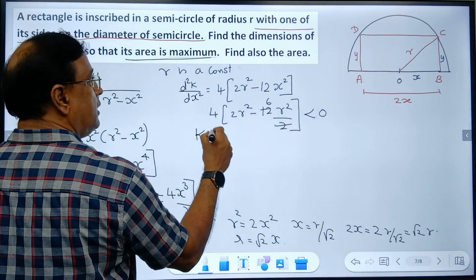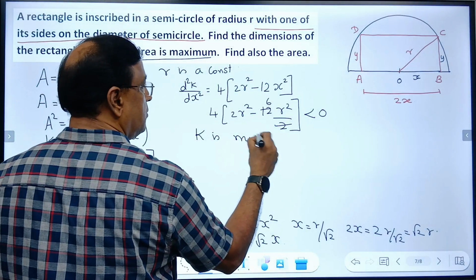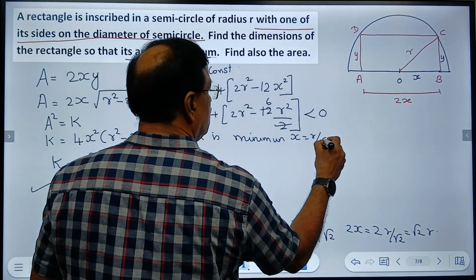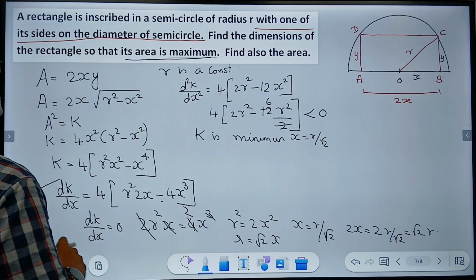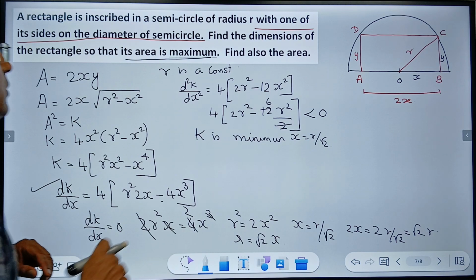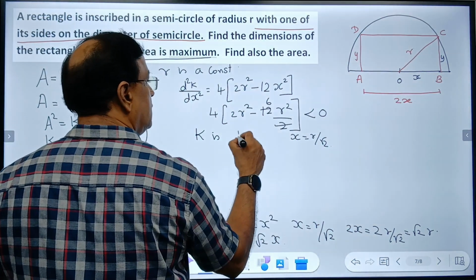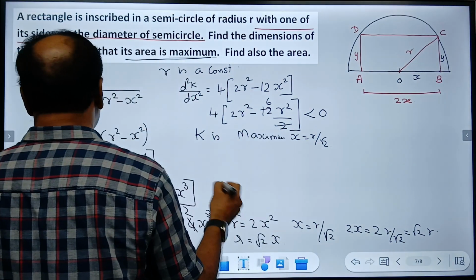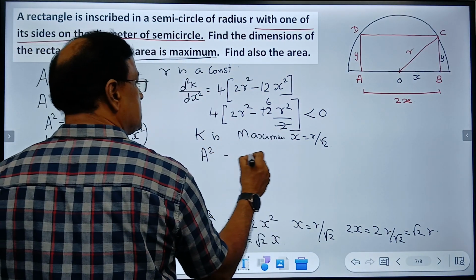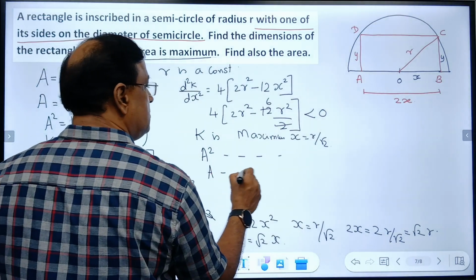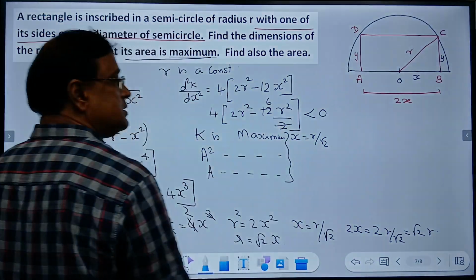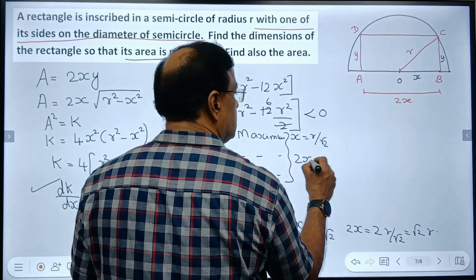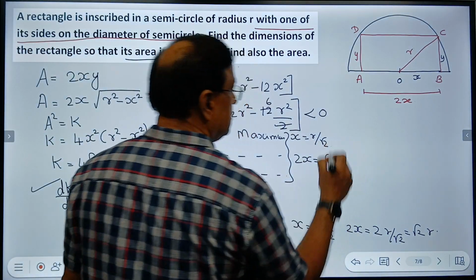Therefore, k is minimum. When is it minimum? When x is equal to r by root 2. I'm sorry, negative means maximum. Okay, sorry. Maximum. If k is maximum, a square is maximum. If a square is maximum, a is maximum when x is equal to r by root 2, or you can say when 2x is equal to root 2r.